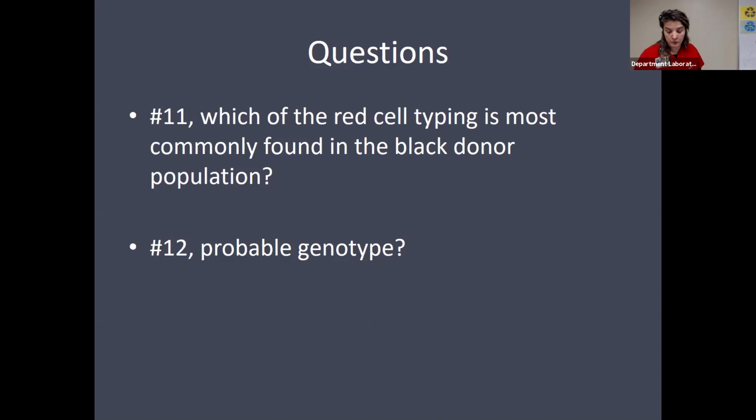So question 11 asks, which of the following red cell typings is most commonly found in the Black donor population? What do you guys think about that one? Definitely A negative, B negative.